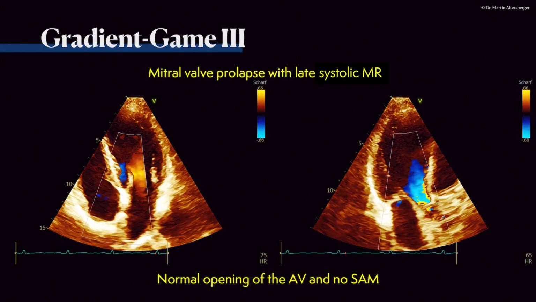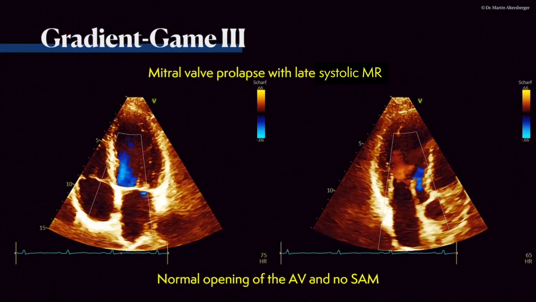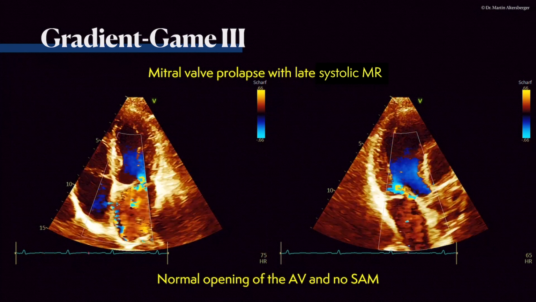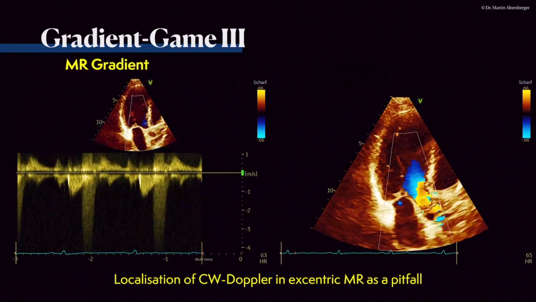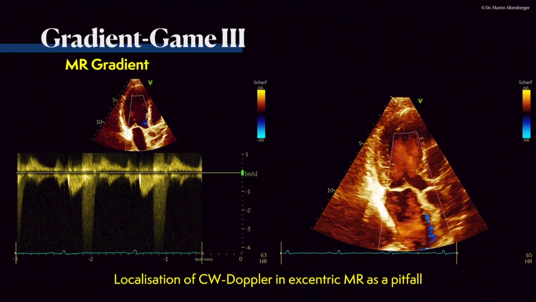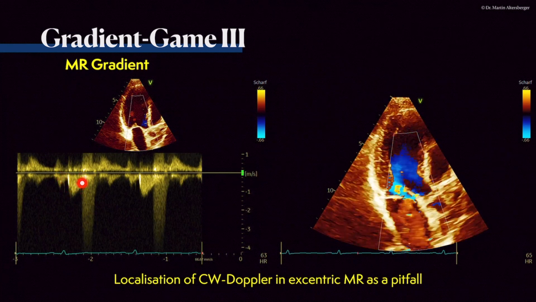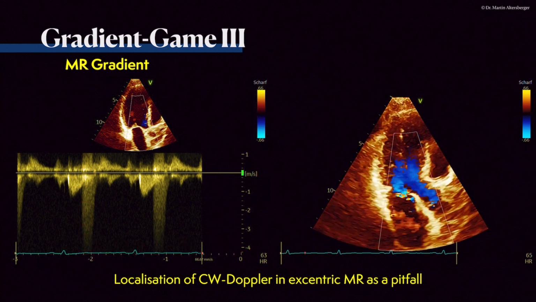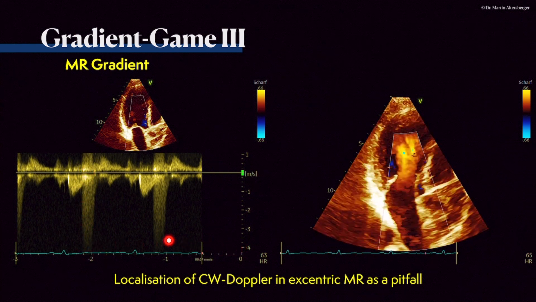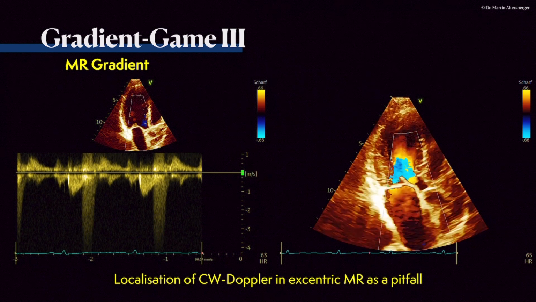In this case, we have a patient with a mitral valve prolapse with an MR in late systole. There is a normal opening of the valve, there is clearly no SAM, but when you measure the continuous wave Doppler signal, you have here the aortic valve signal and here another very steep, very nicely visualized signal. It's around 4 meters per second, 3.54 meters per second.